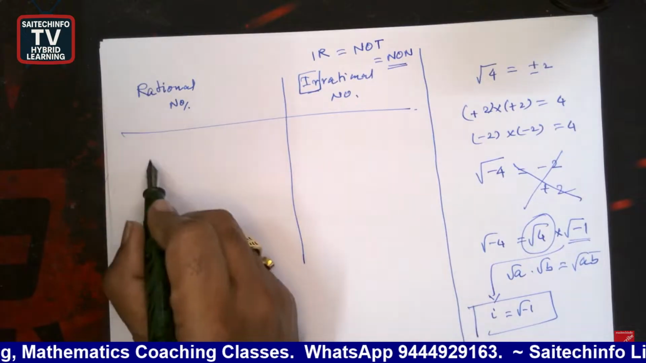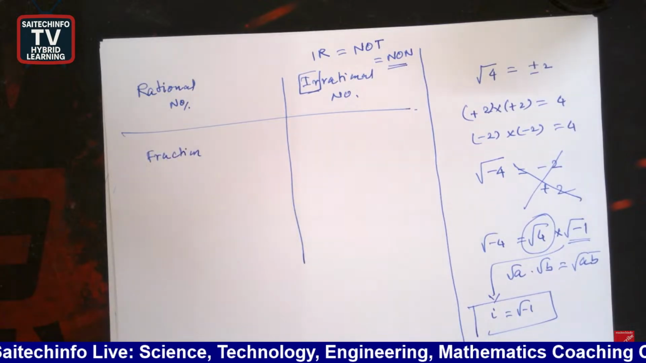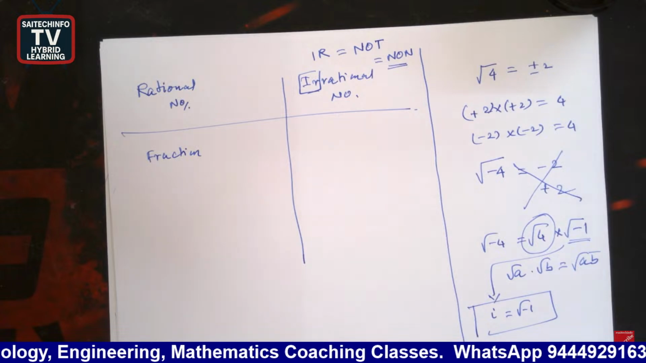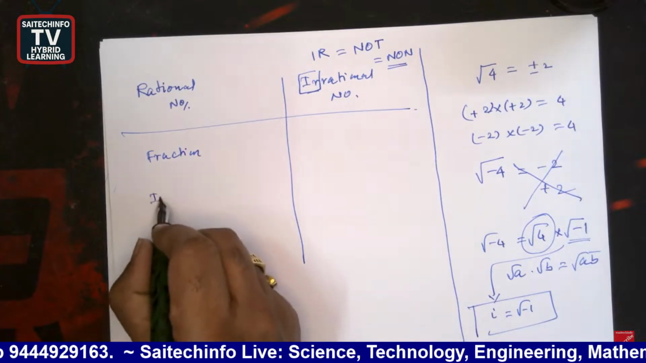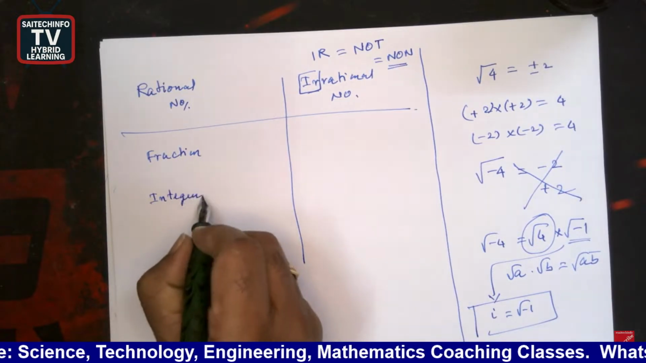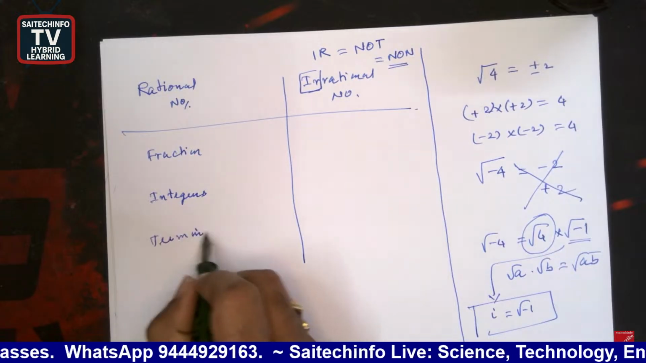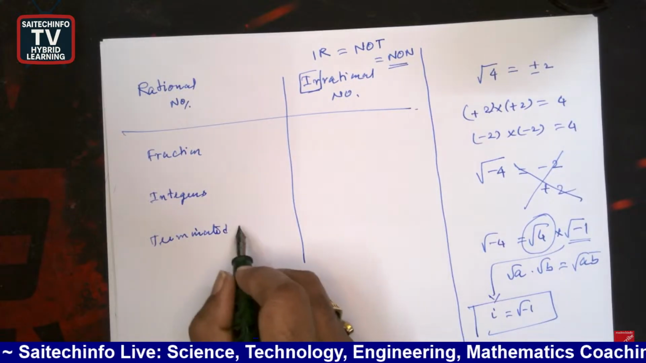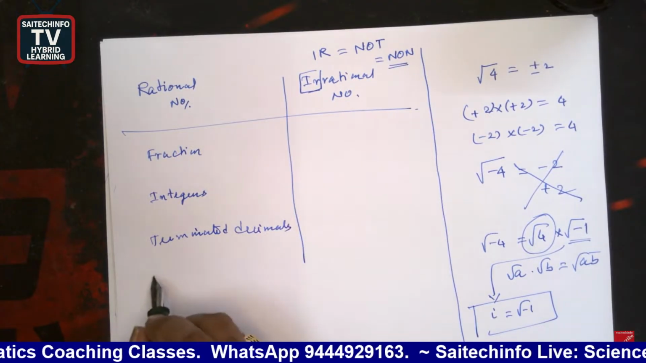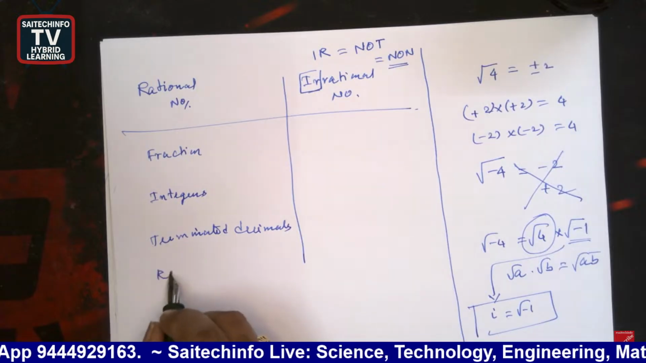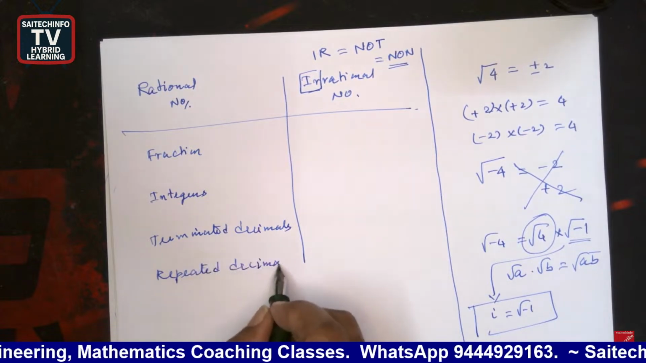For example, rational number is a fraction. Take down. Rational number is a fraction. Rational numbers can be integers. Rational numbers can be terminated decimals. Rational numbers can be repeated decimals also. I'll explain one by one.